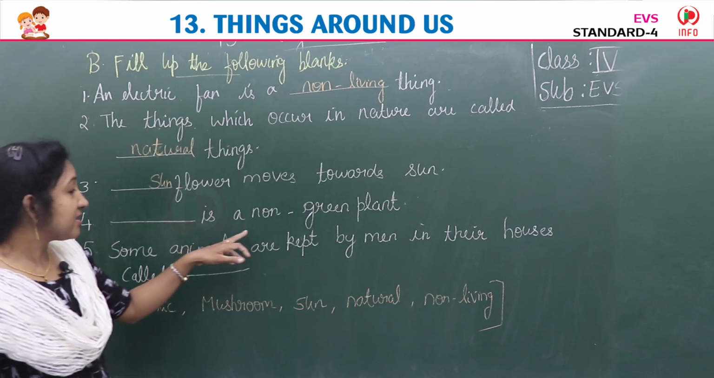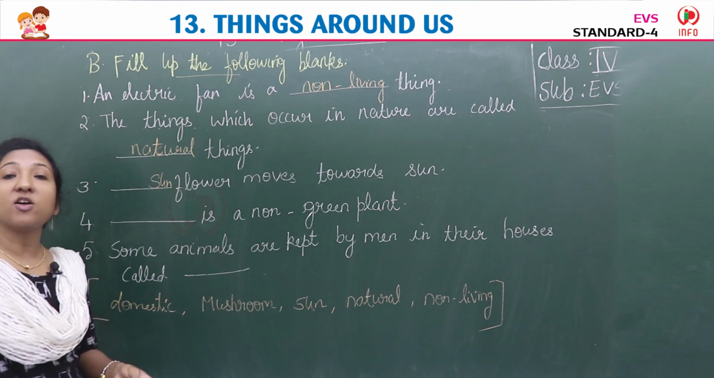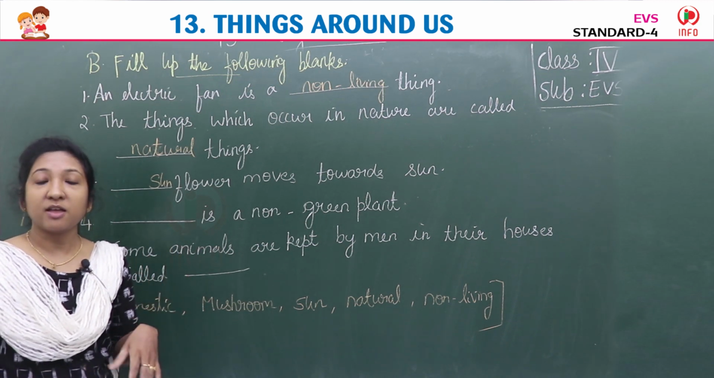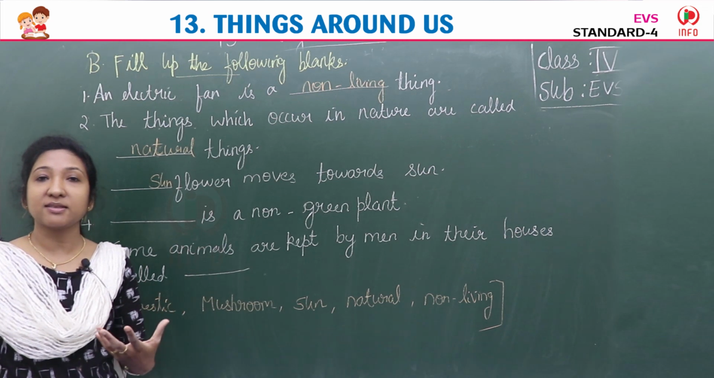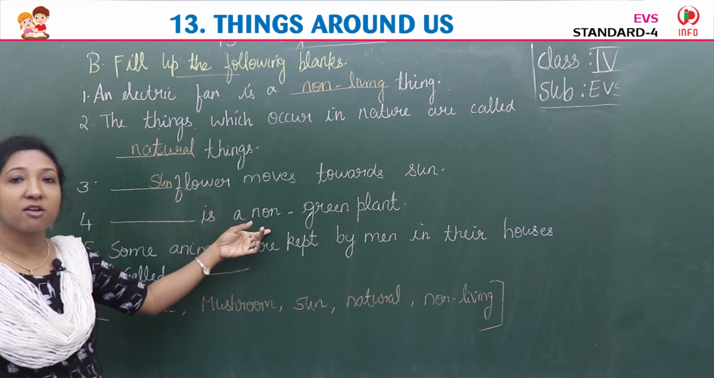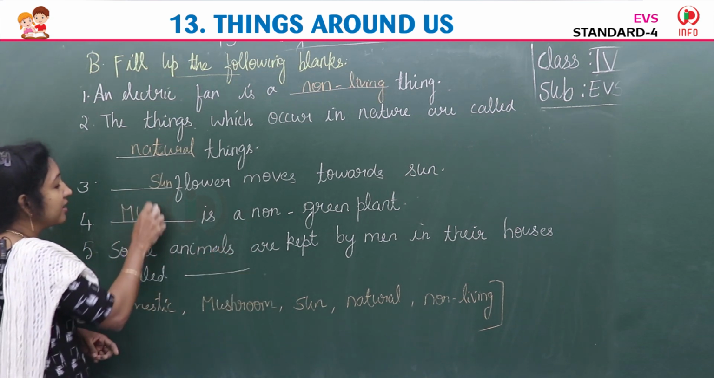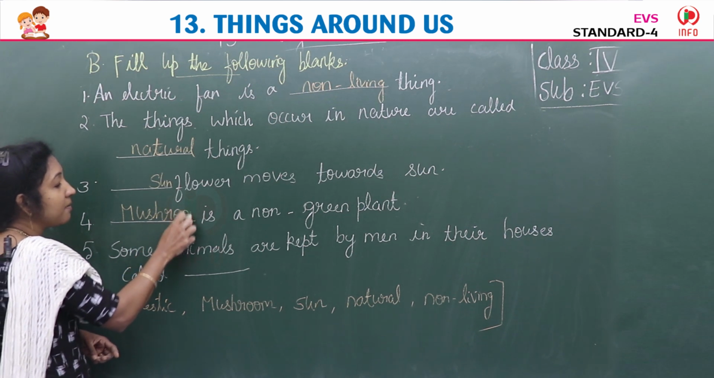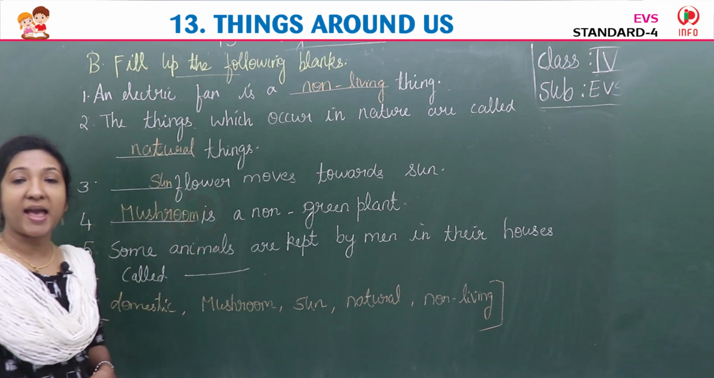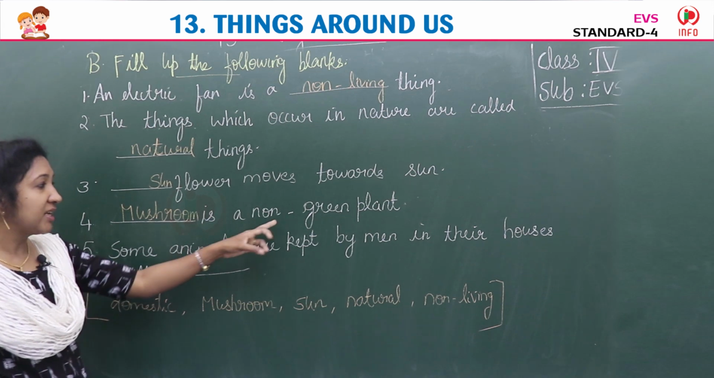Fourth one. Dash is a non-green plant. Actually, mushroom is a non-green plant, children. Green plants produce food. They make food by photosynthesis, but mushroom is a non-green plant. It cannot make its own food. It is a non-green plant, we say. So mushroom is an example of a non-green plant. All other green plants produce food. Mushroom does not produce food. So it is a non-green plant.